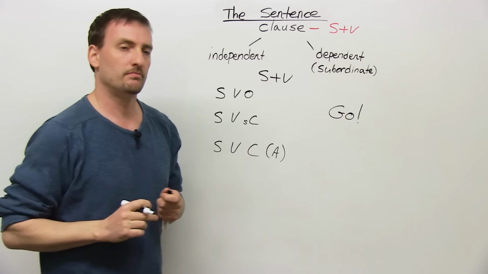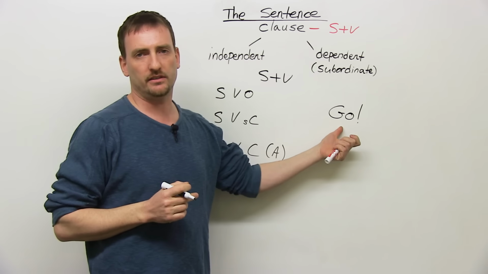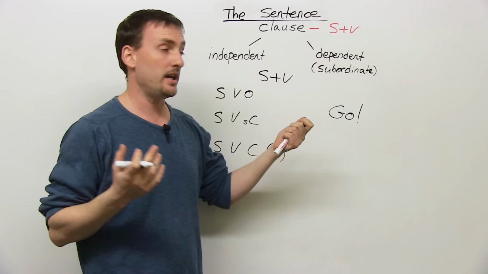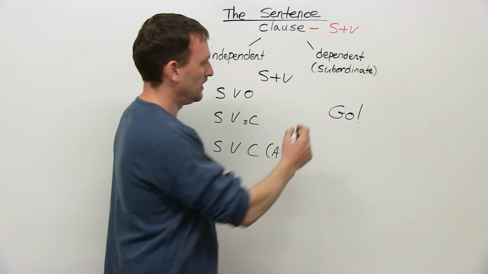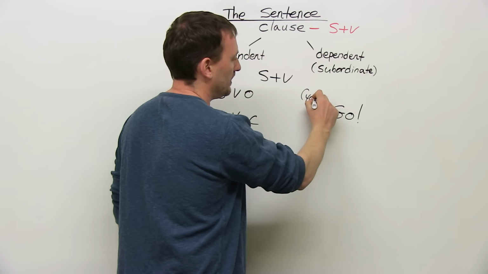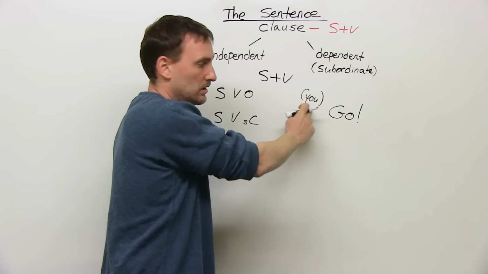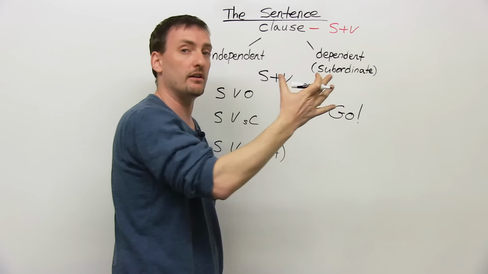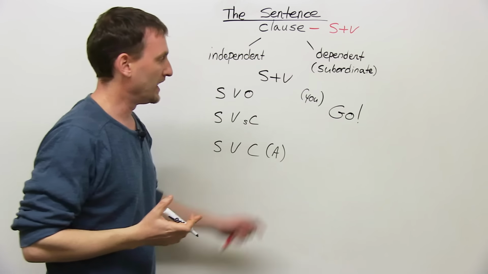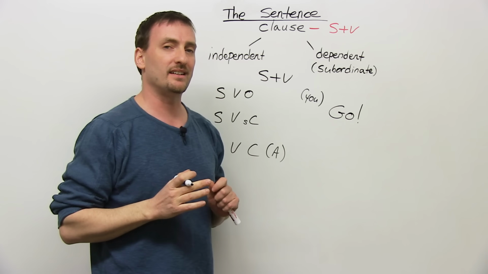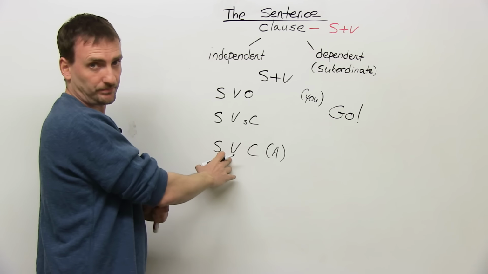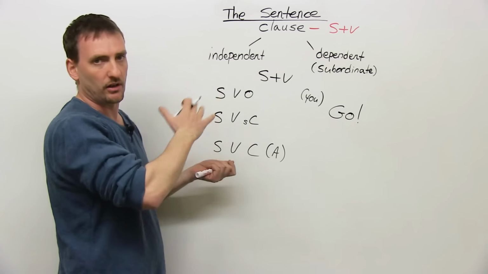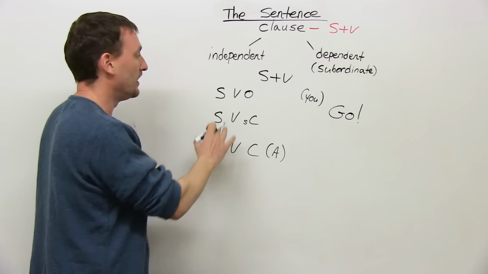Go. Is this a complete English sentence? Yes. Why? Because it contains an independent clause. Where? We have the implied subject you and the tense verb go, the imperative tense go. So this is your basic English sentence. Now, we have 3 other types, 3 basic types, and we can, of course, play with these after.